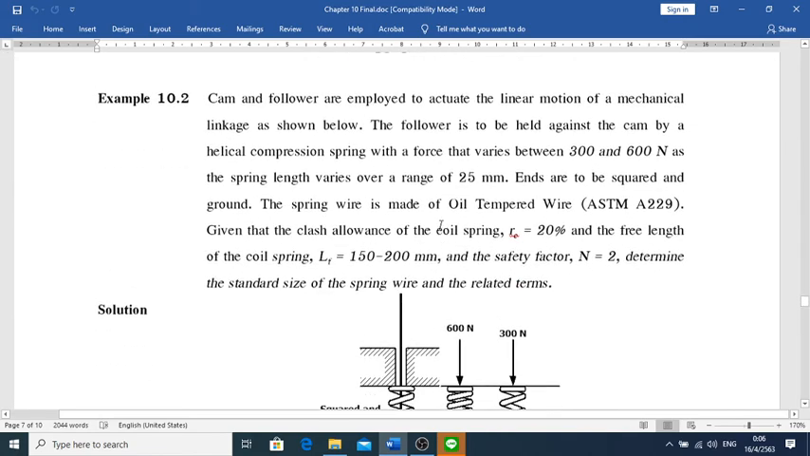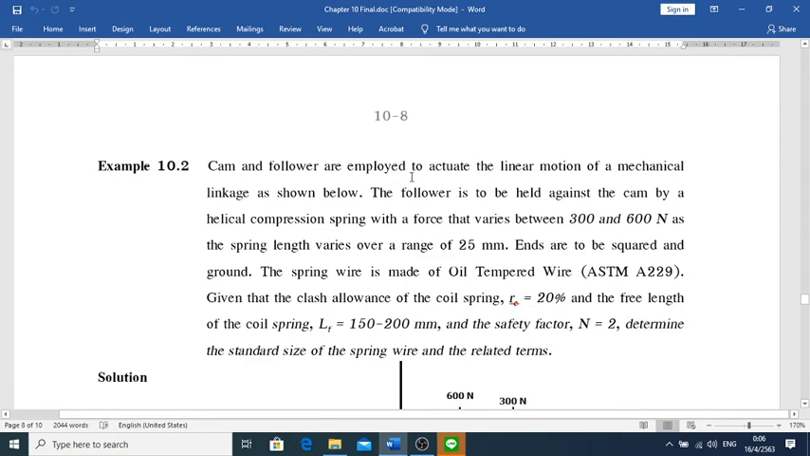So therefore, let's see the example. A cam and follower are to actuate the linear motion of a mechanical linkage below. The follower is held constant against the cam by a vertical compression spring with a force that varies between 300 to 600 as the spring length varies over a length of 25 millimeters. Ends are to be square and ground. The spring is made of music wire ASTM A229, given the cash allowance 20%, and the free length L sub F is 150 to 200, and the safety factor N is equal to 2. Determine the standard size of the spring wire and related terms.